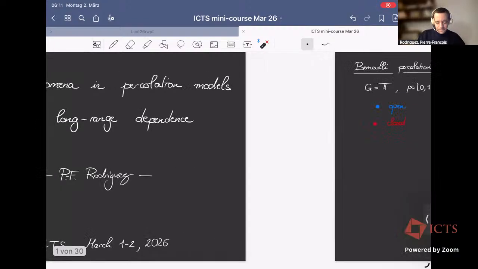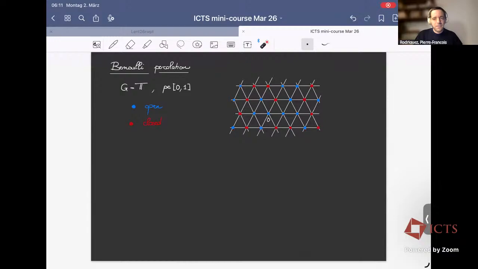All right, so let me start with something which is maybe a bit more familiar to most of the audience. So this is Bernoulli percolation. In Bernoulli percolation, you have a graph, say the triangular lattice, which I denote by T, and here's a little piece of it. In percolation, you have a parameter p, which you can vary, and you open sites individually with probability p. So this is site percolation on the triangular lattice, and on the right, all the sites are colored blue and red, depending on whether they're open or closed.